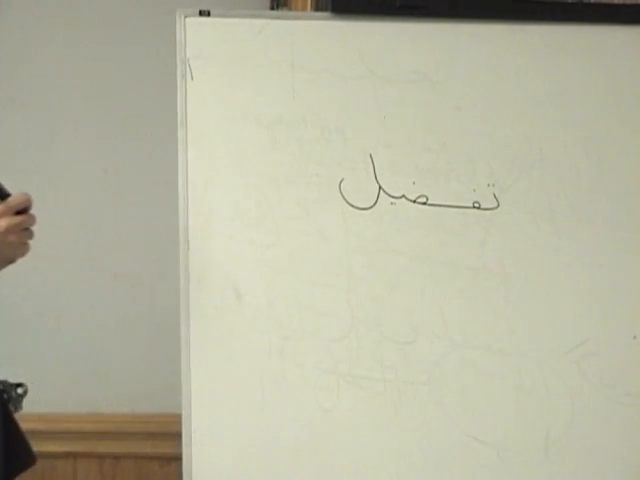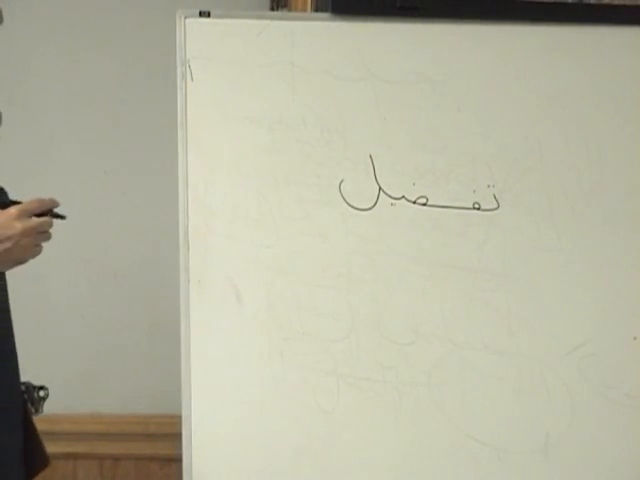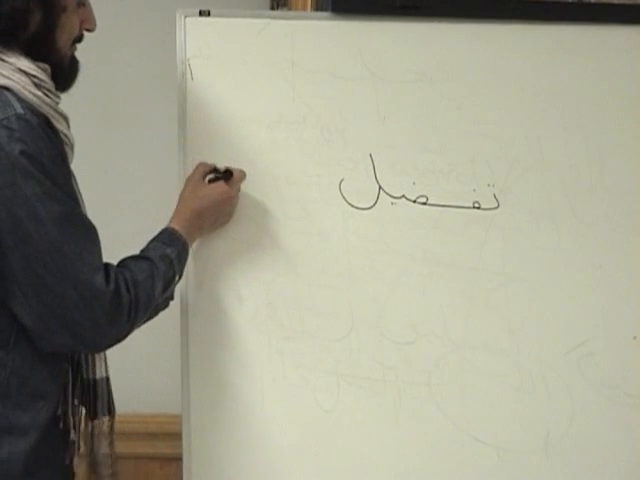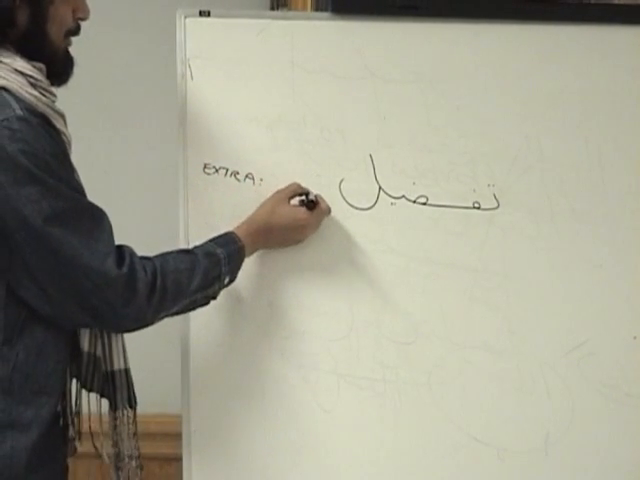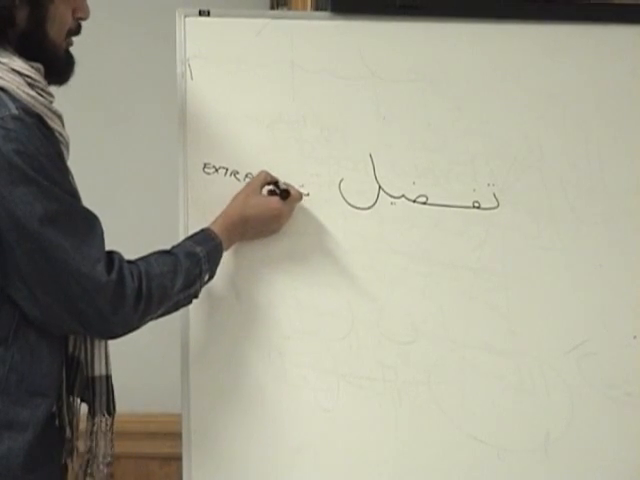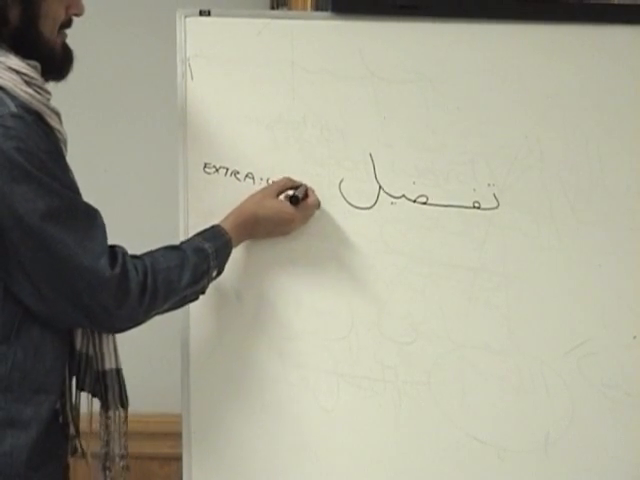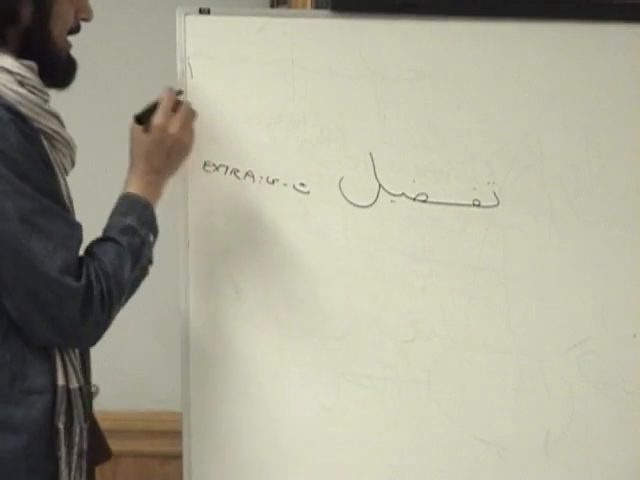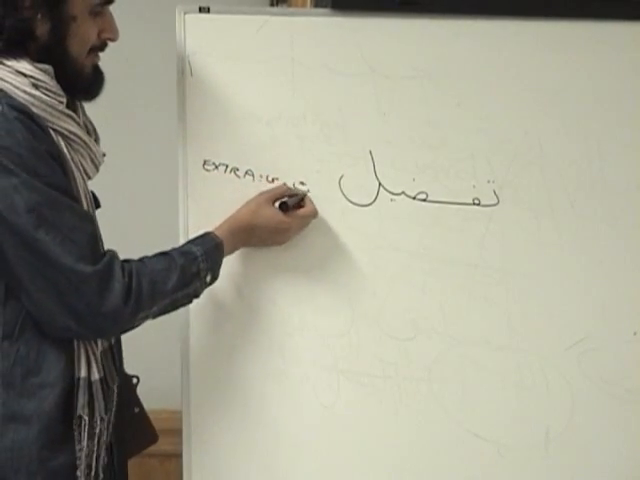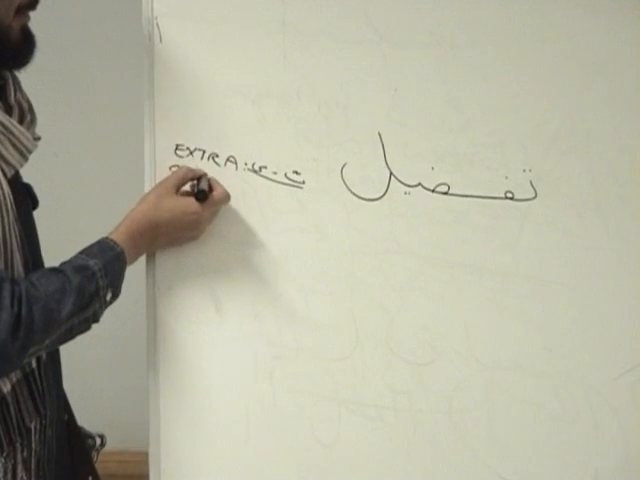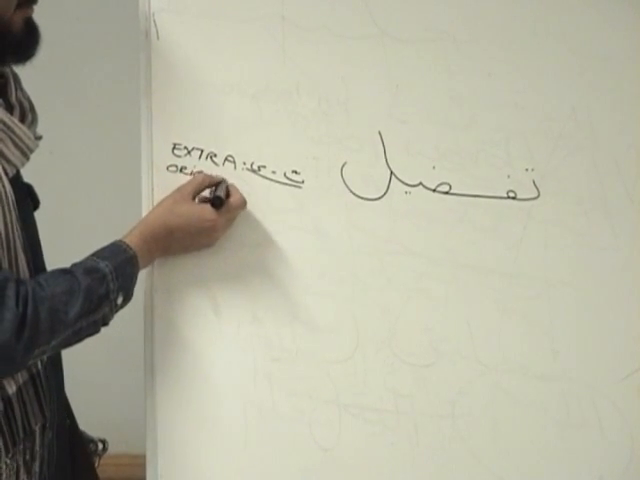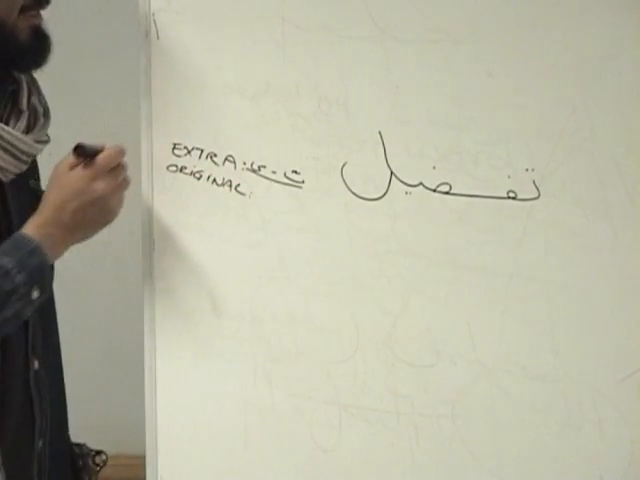So, in tafdeel, which are the extra letters? Ta and ya. Always that. In this particular form, it's always going to be ta and ya. And once you get that, then everything else is original, right? What are the original letters? Anything other than ta, what are they?